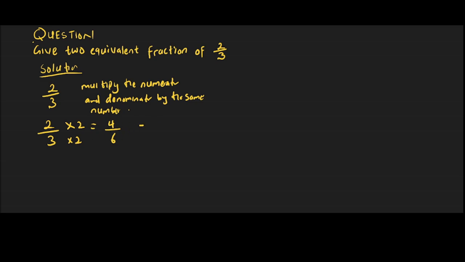Then what we have again here, we could also decide to multiply 4 over 6 by the same number. We can still multiply by 2 or choose any other number. I'm still going to make use of 2 here. We have 2 times 2, then 4 times 2 gives us 8, 6 times 2, 12. So the equivalent fractions we have: 2 over 3 equals 4 over 6 equals 8 over 12. So we have given two equivalent fractions of 2 over 3, which are 4 over 6 and 8 over 12.